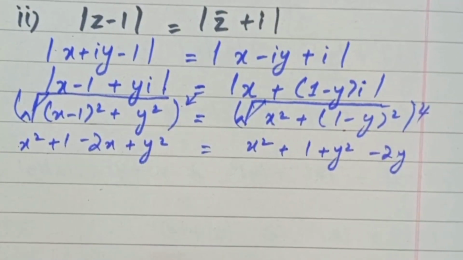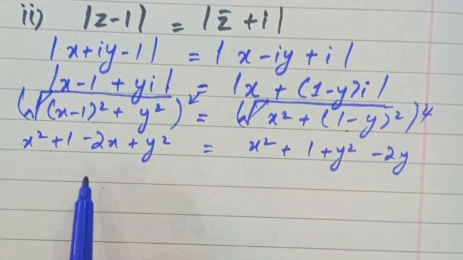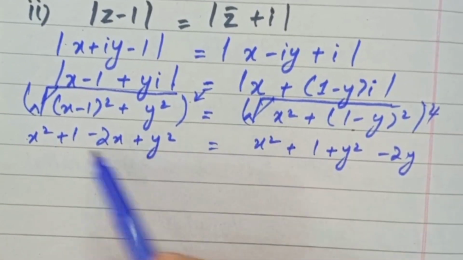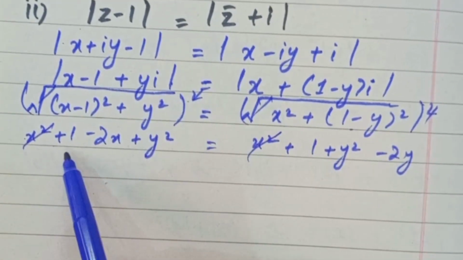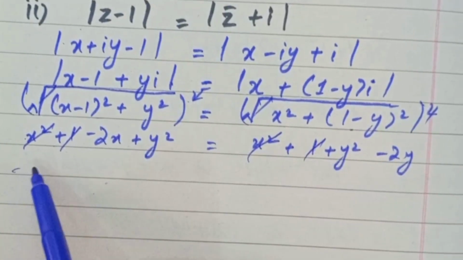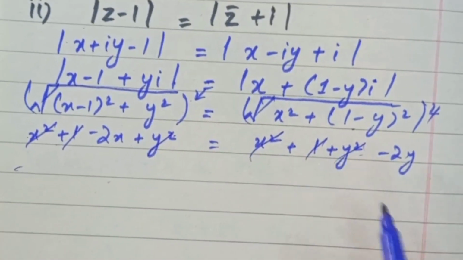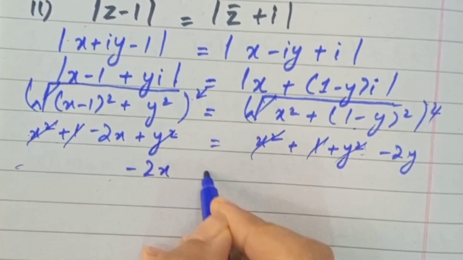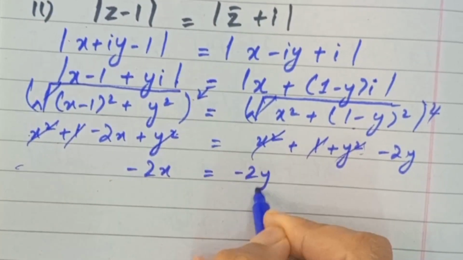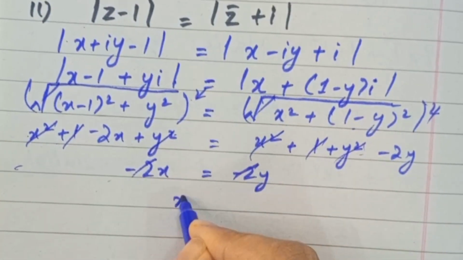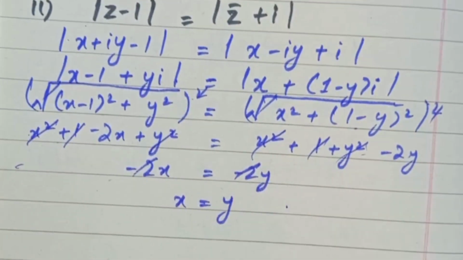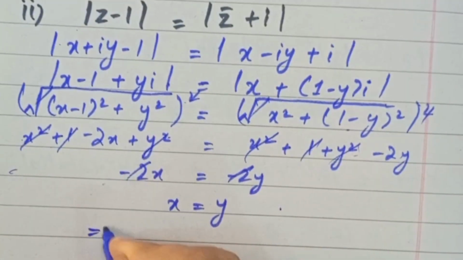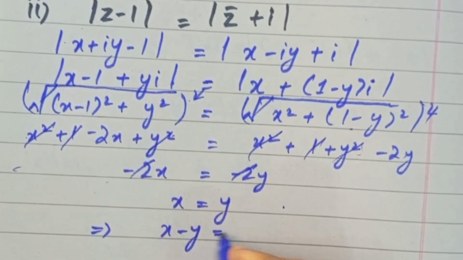Okay, that is how we will write it. Now cut the same things, same numbers or variables. 1 is on both sides and y square is also on both sides. Minus 2x equals minus 2y. That will be cancelled. So we are left with x equals y. It can also be written as x minus y equals 0.